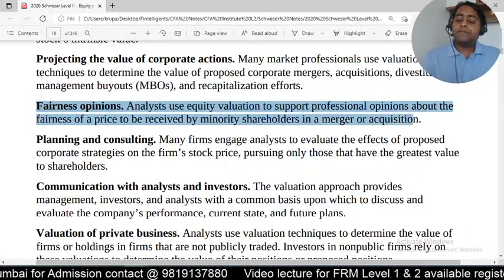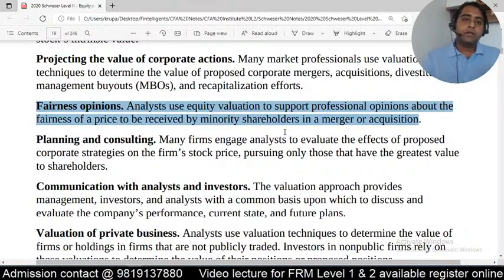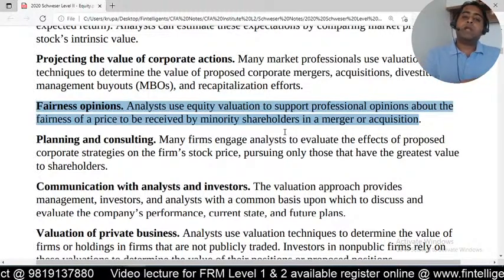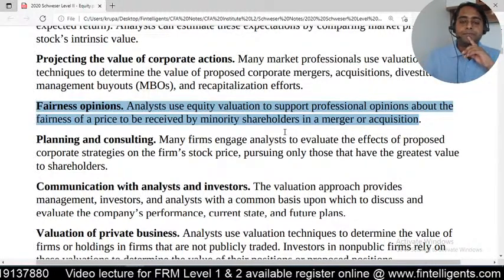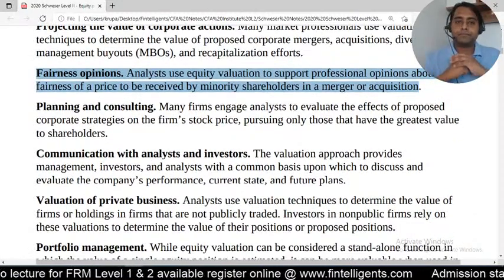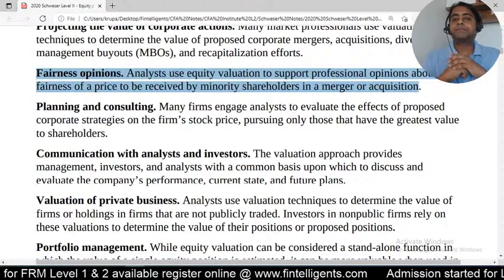A lot of these research reports highlight the normal value of the equity and also the equity valuation as per the minority stakeholder. Right, read this entire part, fairness opinion.